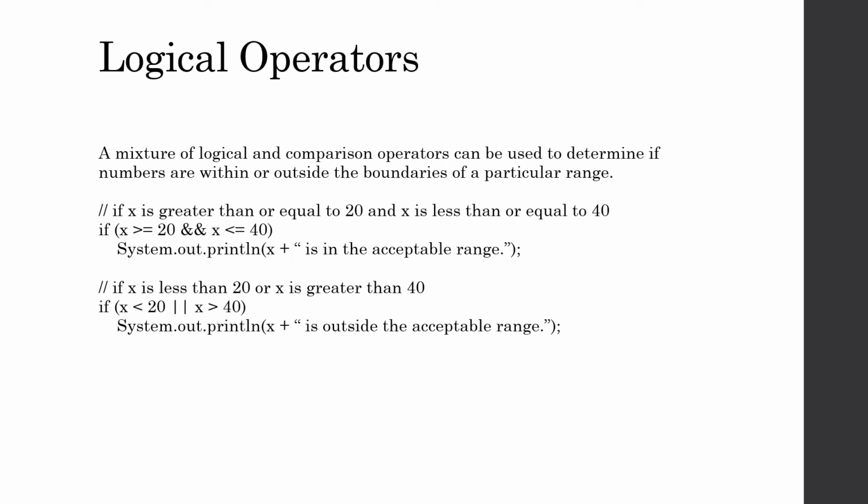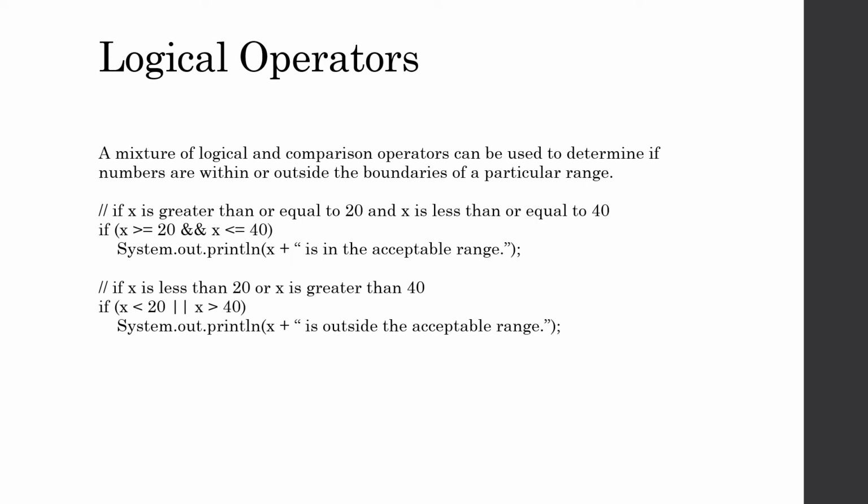So what this one is going to do is basically say if we have the number that's on one side of those bounds, so anything that's less than 20, or we have a number that's on the other side of those bounds, so anything greater than 40, that's going to tell us that the number is outside the acceptable range.